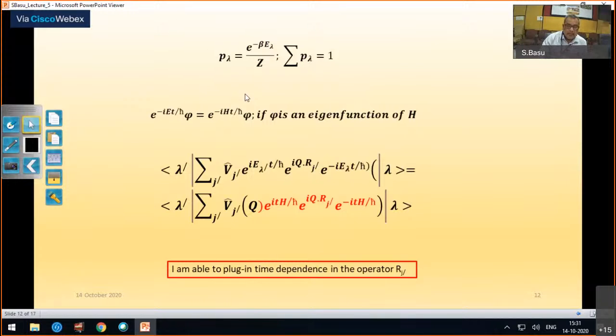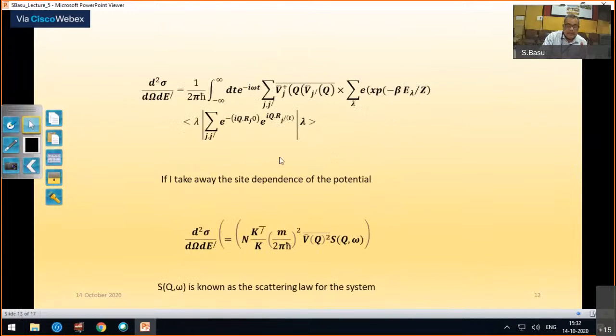I am not doing anything right now, but all I am saying is that in this, I have now plugged in the time dependence with the operator Rj prime. Once I have done it, now this is the Boltzmann factor. This is the average over the potential, which is not yet a delta function, and we have to find e to the power minus i q dot rj0, e to the power i q dot rj prime t, summed over all possible scatterers.